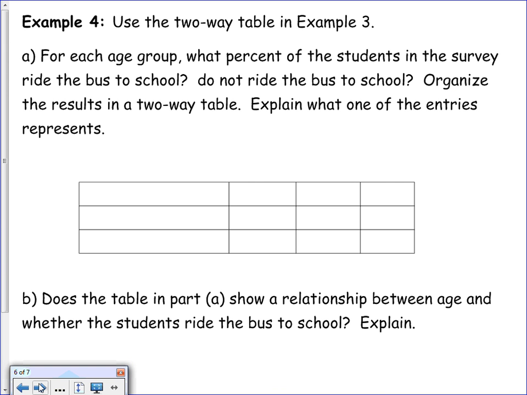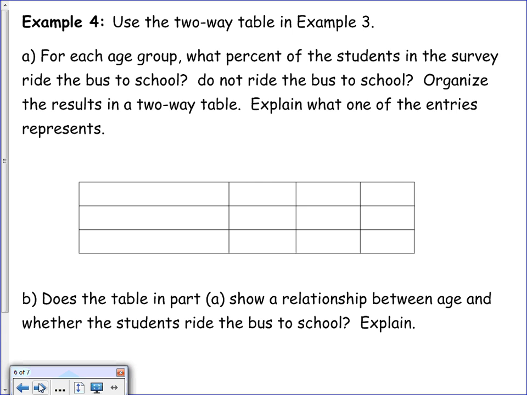Now, example 4 tells us to use the two-way table we had in example 3, and it's saying for each age group what percent of the students in the survey ride the bus to school and what percentage do not ride the bus to school. And we're going to put that in a two-way table.